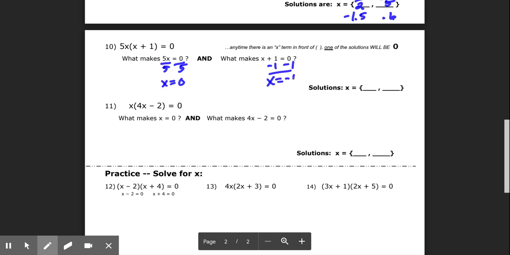So x is equal to negative 1. So your two solutions are 0 and negative 1. Number 11, what makes x equal 0? Well, that's 0. And what makes 4x minus 2 equals 0?